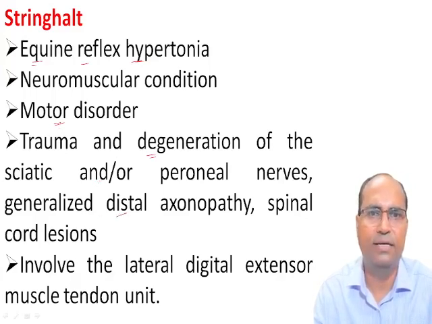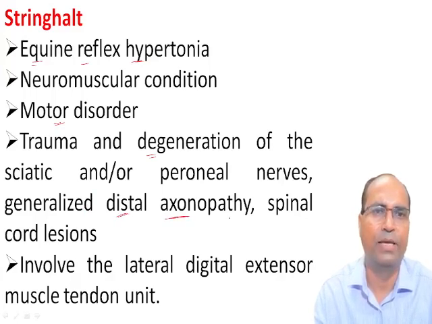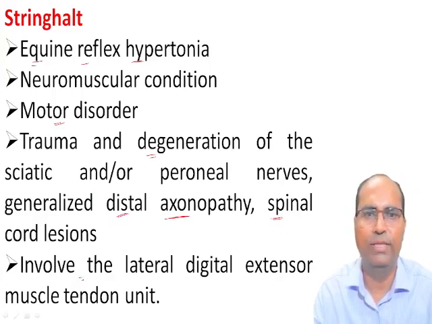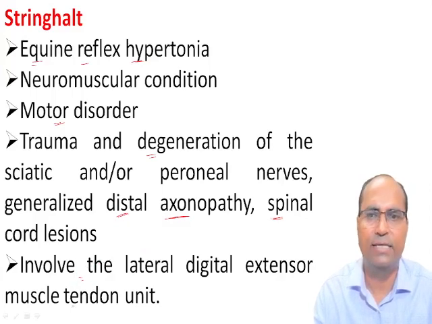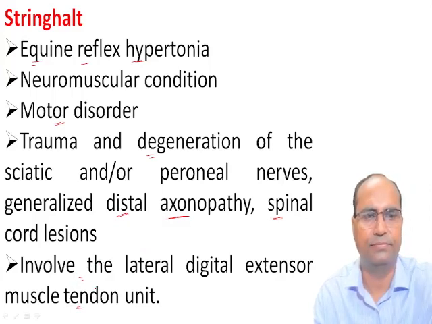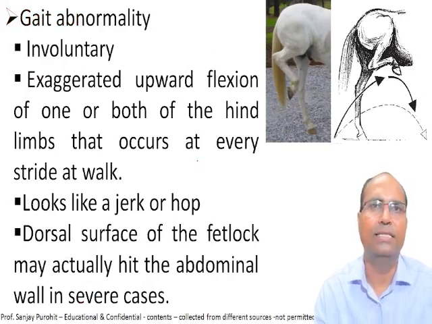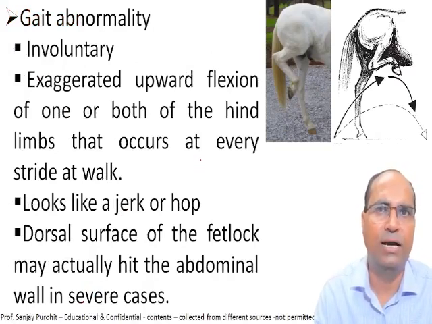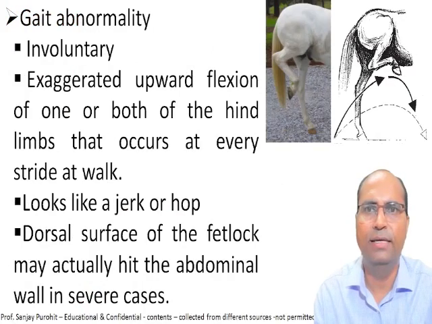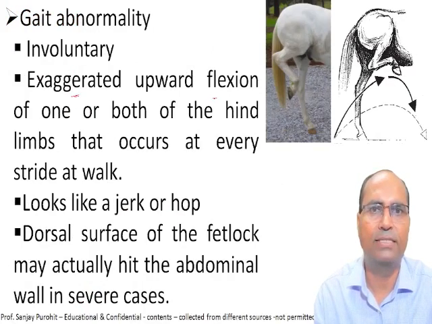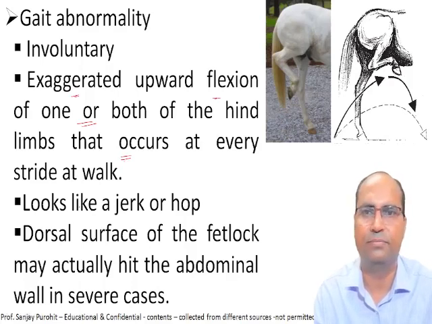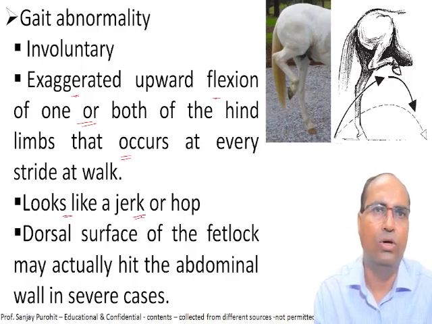There is generalized distal axonopathy. There are spinal cord lesions. Stringhalt involves the lateral digital extensor muscle tendon unit. There is gait abnormality in Stringhalt. There is involuntary exaggerated upward flexion of one or both hind limbs that occurs at every stride at walk. This looks like a jerk or hop.